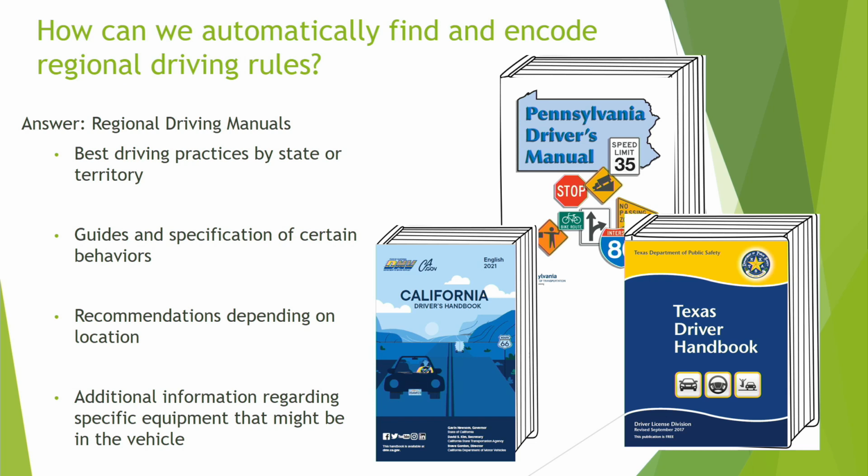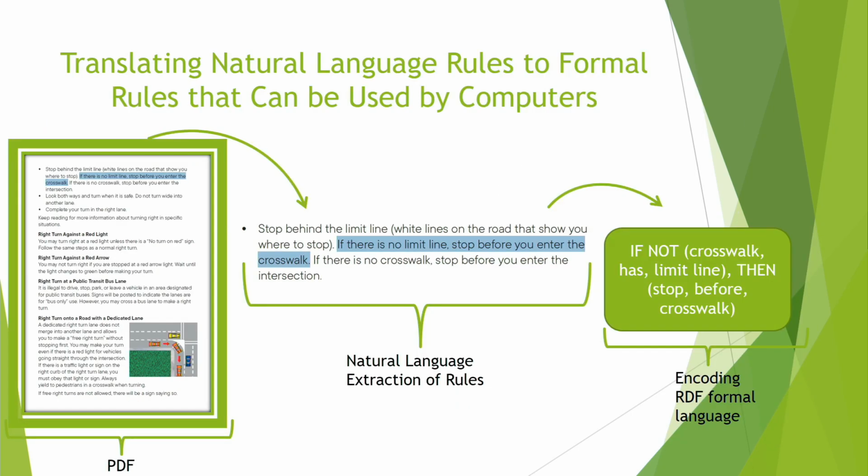The answer is the driving manuals that each state has. These manuals give us really useful information: recommendations on how to drive, some guidelines, and some recommendations on the use of special equipment or special vehicles. So how do we translate these rules to a formal language that a machine can process? Well, we take the PDF file that has the driving manual, we extract the text, and finally we encode it in RDF language.